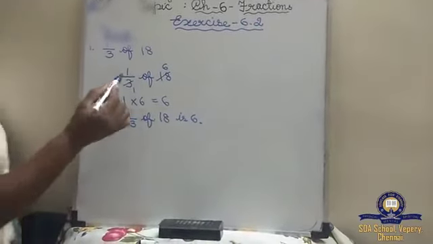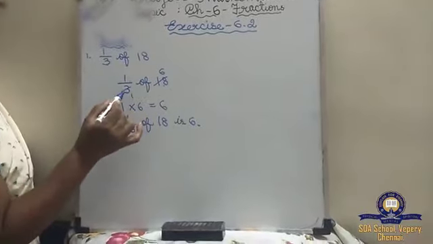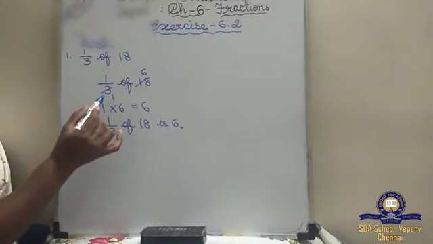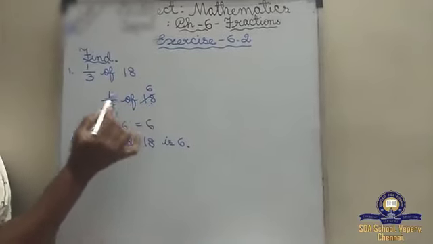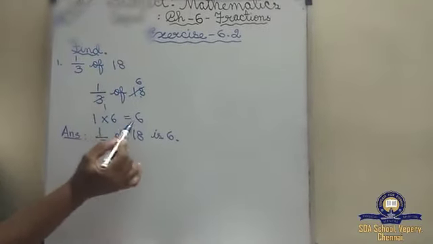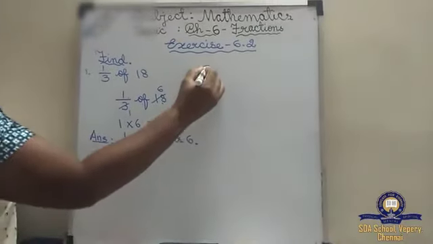Understood children? See, 1 by 3 of 18. So 18 goes in the 3 table. 1 3 is 3, 6 3s are 18. So these two you have to multiply. So that is the answer. Understood children? So, second sum.